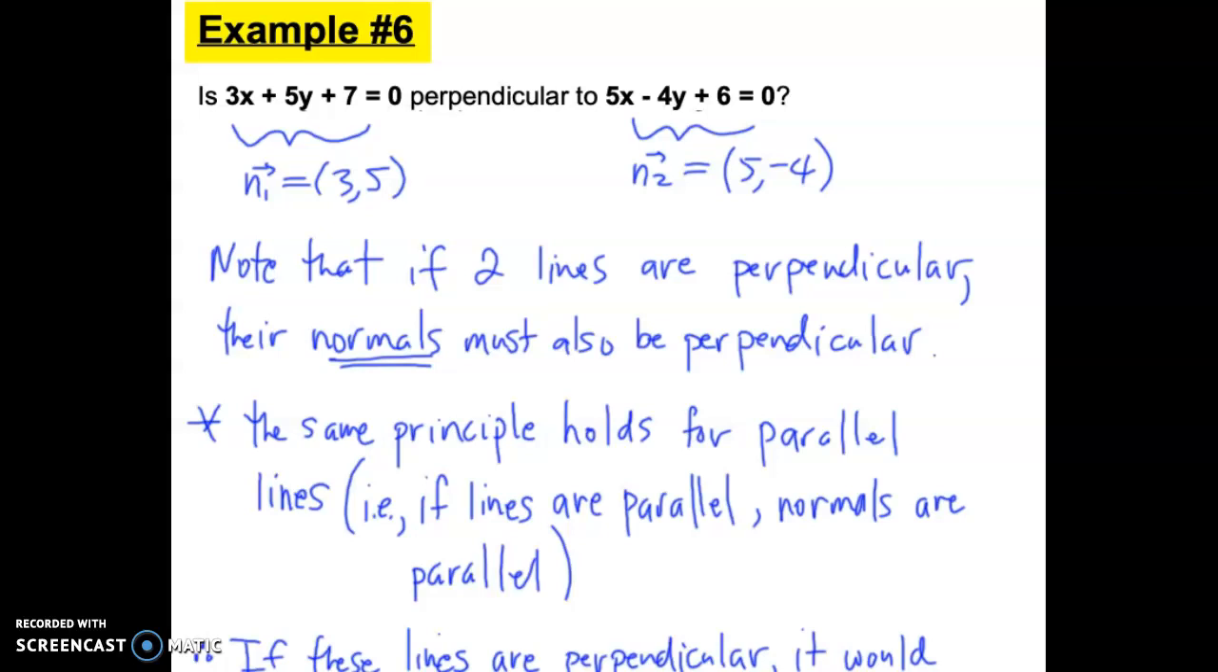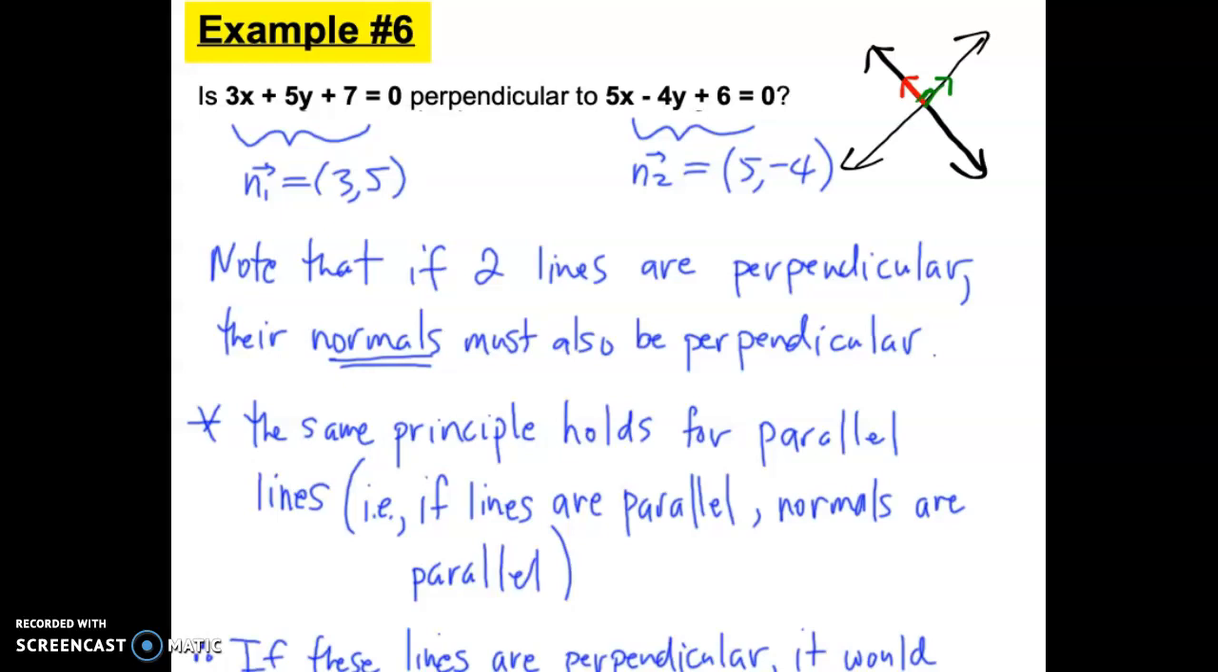So the final example asks us to figure out if these two lines are perpendicular to each other. So if we think about what perpendicular lines look like, there are two lines. We can all agree that definitely the direction vectors of the lines would be perpendicular to each other if the lines themselves are perpendicular, because they would hit at 90 degrees right there.